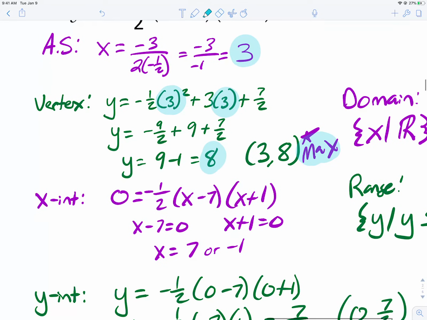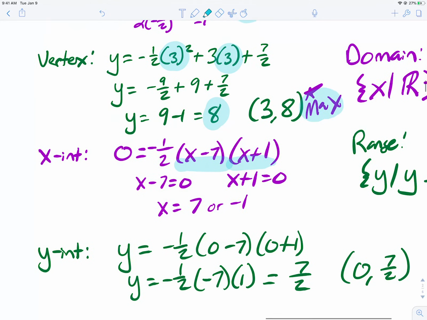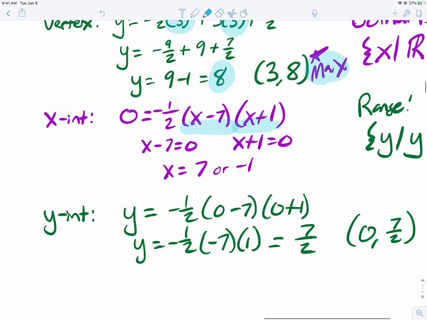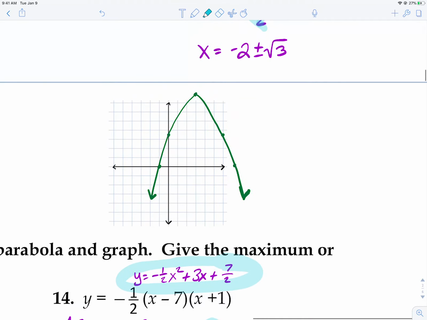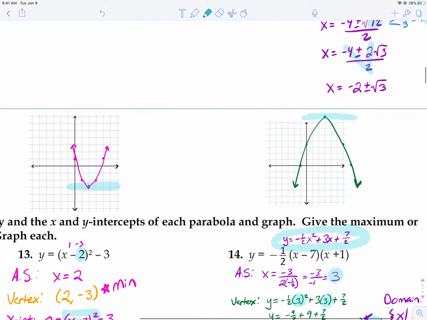And for the x-intercepts, I made y equals 0, and it was prefactored, which was really nice. So either x minus 7 equals 0 or x plus 1 equals 0, so you end up with x equals 7 or negative 1. And at the y-intercept, I plugged in x equals 0, and I calculated it and got 7 halves. For our domain, it's all real numbers. And for our range, y is less than or equal to 8, because again, on our parabola, this is the maximum, and so y goes up to 8, and it's below that.